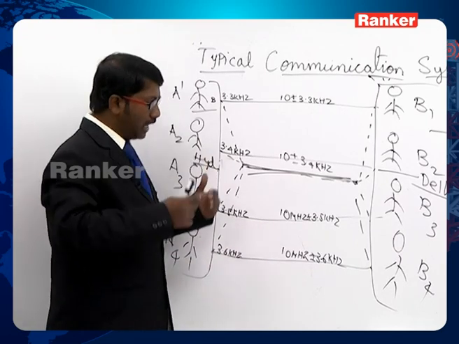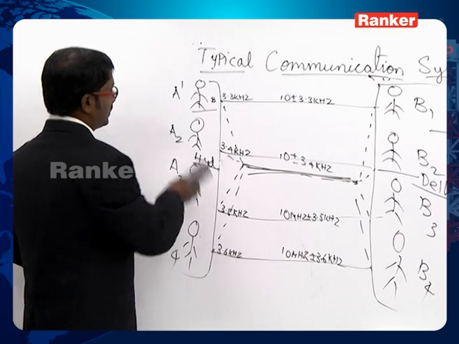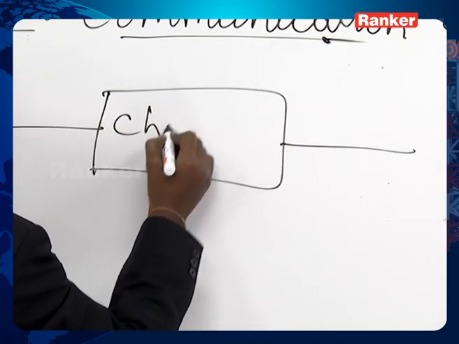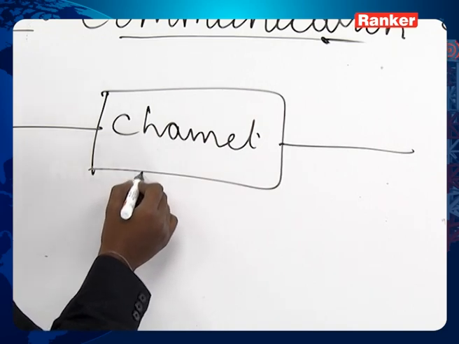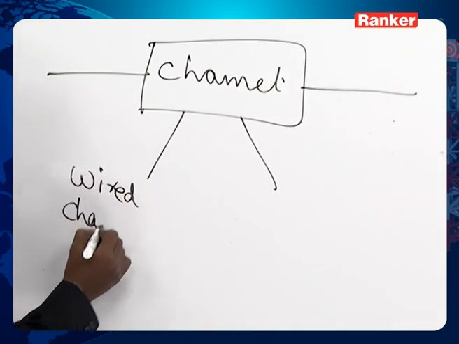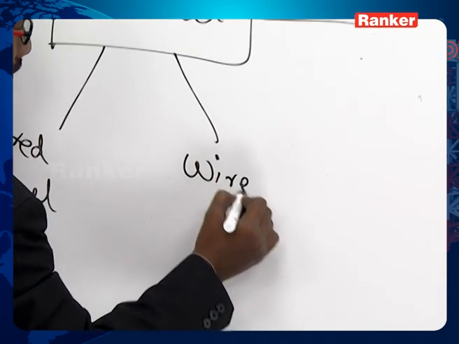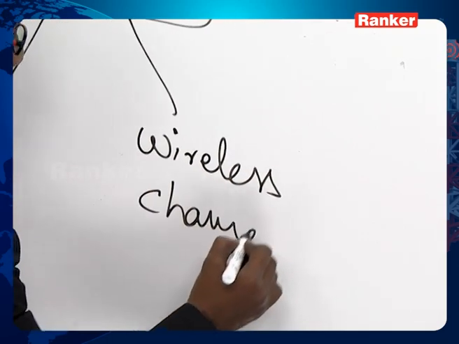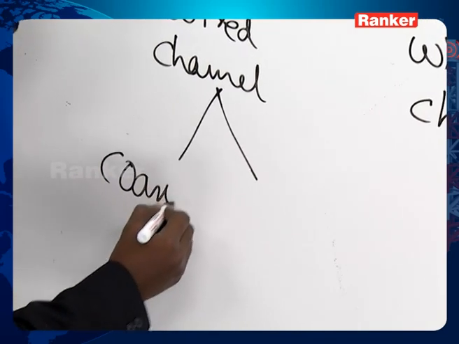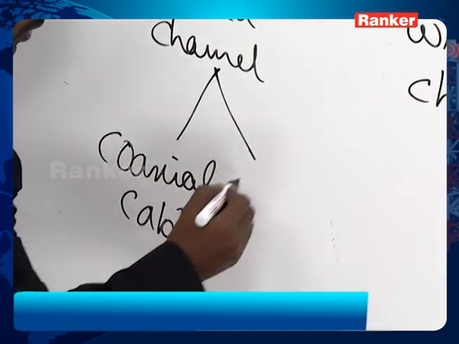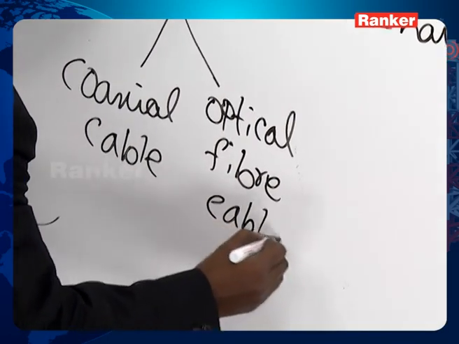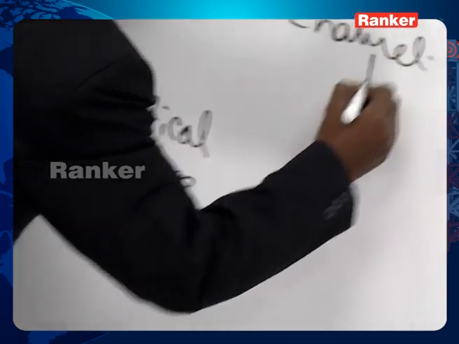Now when I come to the channel again, after completing a brief discussion of this, I have the concept of a channel. As I said, this channel can be of two types. It can be a wired channel and can be a wireless channel. A wired channel could typically be a coaxial cable or an optical fiber cable. And here this is free space propagation.